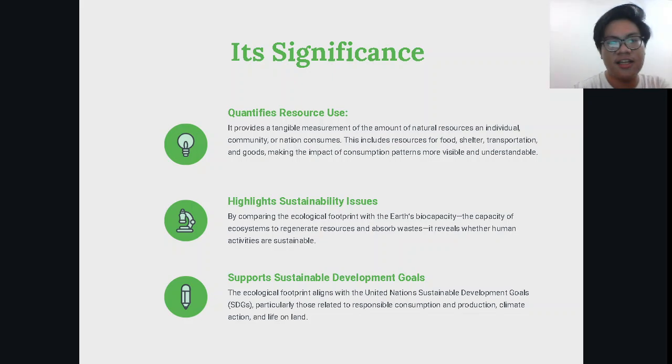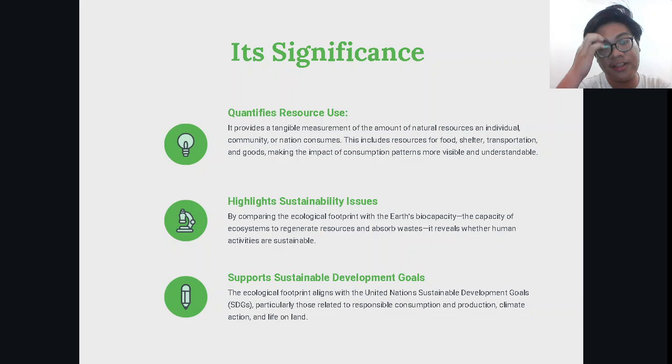Next is the highlights of sustainability issues. By comparing the ecological footprint with the Earth's biocapacity, the capacity of the ecosystem to generate resources and absorb waste, it reveals whether human activities are sustainable. When the footprint exceeds biocapacity, it indicates an ecological deficit, signaling that we are using resources faster than they can be replenished. And lastly, supports sustainable development goals.